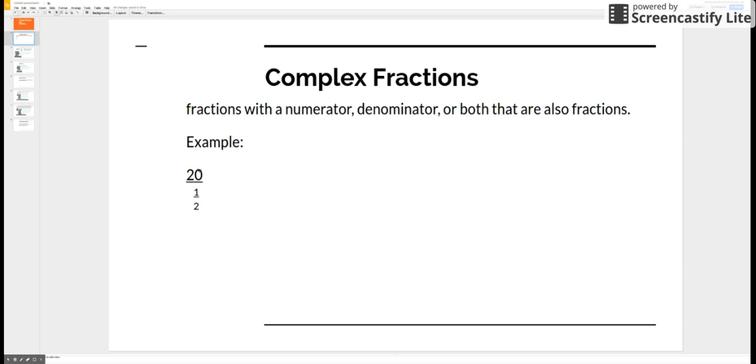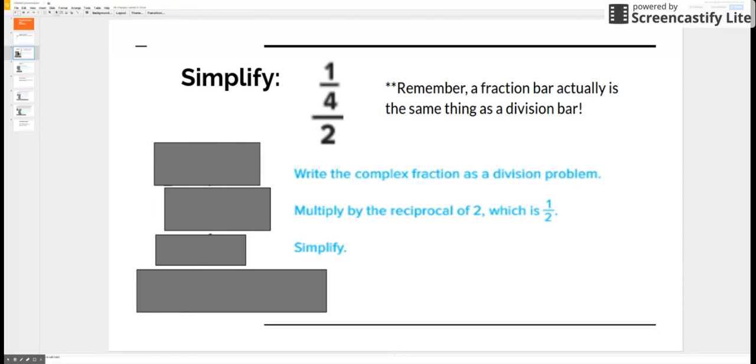So here's an example. We have 20 over 1/2. Notice the 1/2 is in the denominator, therefore it is a complex fraction. All right, here's our first problem. It says simplify 1/4 over 2. The first thing I want you to do before you do this problem is to understand that a fraction bar is the same thing as dividing. So I'm going to rewrite this problem as a division sentence. So it'll be 1/4 divided by 2. Okay?